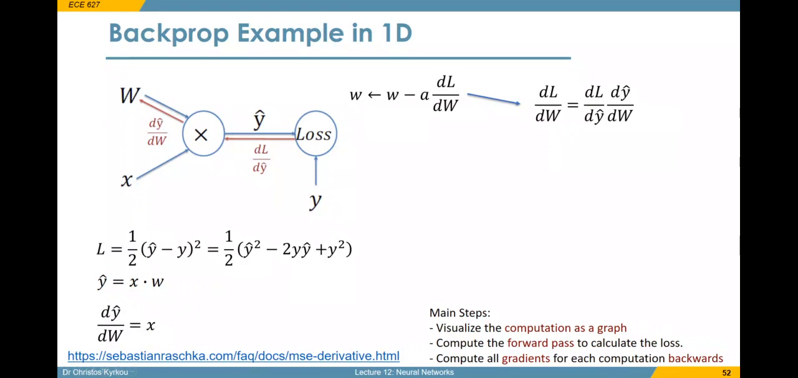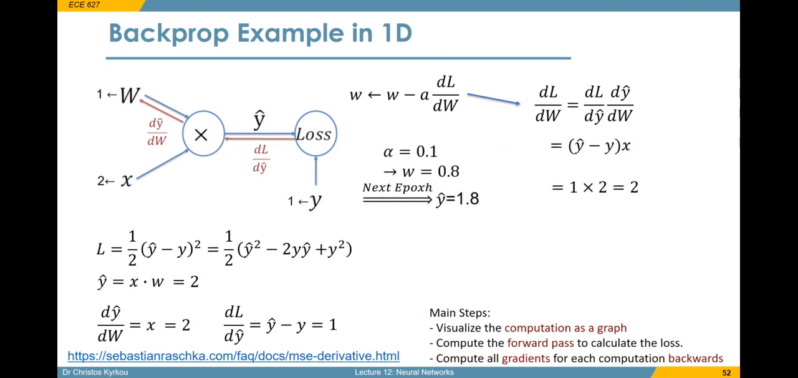First we perform the forward pass to find the loss value, assuming that we have these values and our target value, the ground truth, is 1. We get as an output of the node the value 2. From there, we can compute the loss function. We can also compute the derivative of the node, and we multiply them together. We get the value for the derivative in order to update the weight.